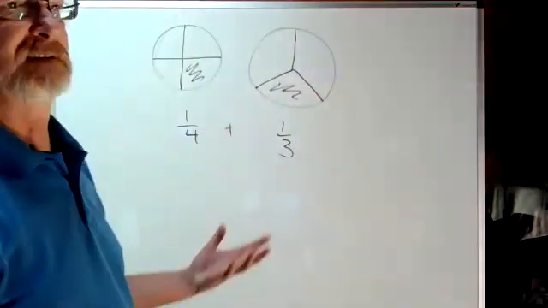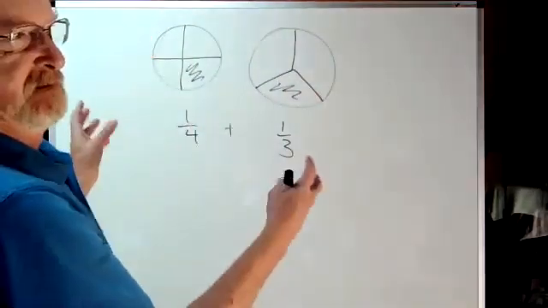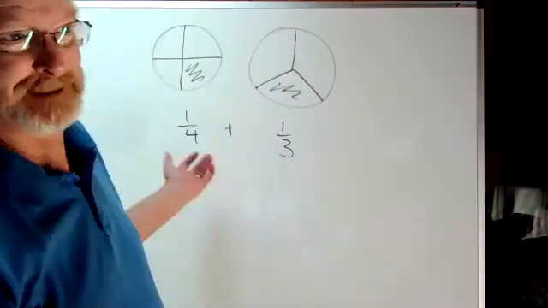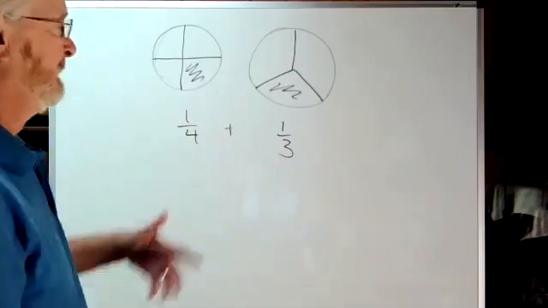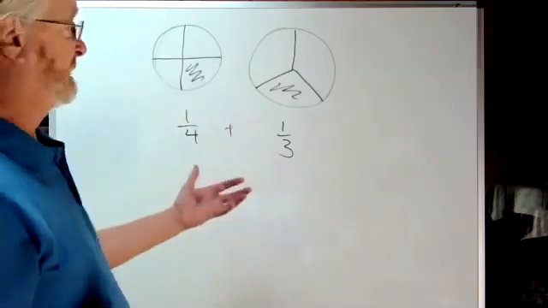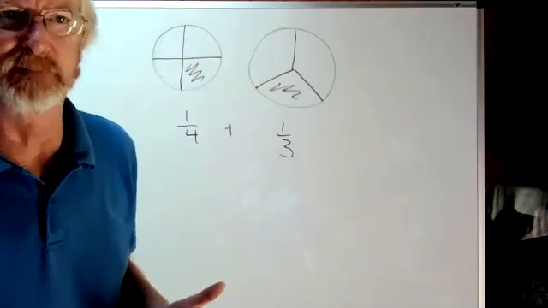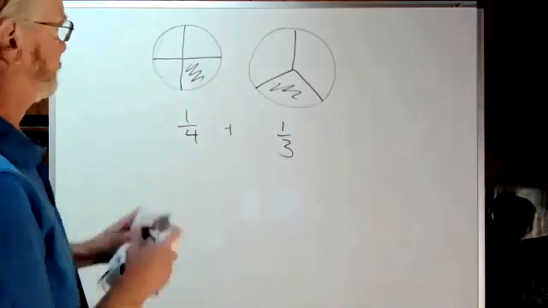Well, we have different size pieces, and it's like the apples and oranges. It's not 1/7. You can't just add the denominators. Sevenths would actually be smaller pieces. So we have to come up with what we call a common denominator. We need to break these all up into the same size pieces. And so we have to talk about doing that today.